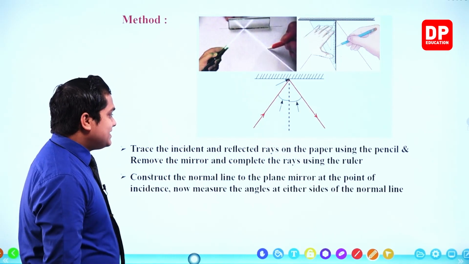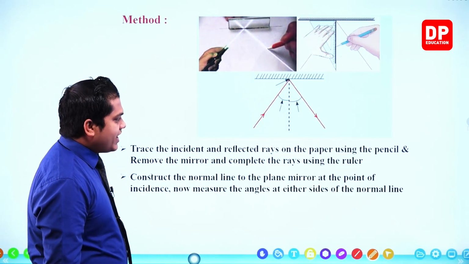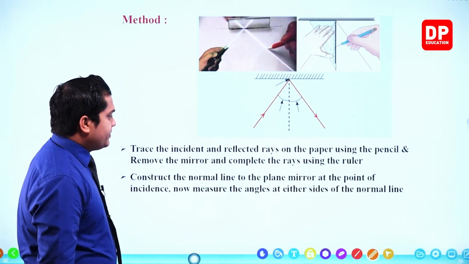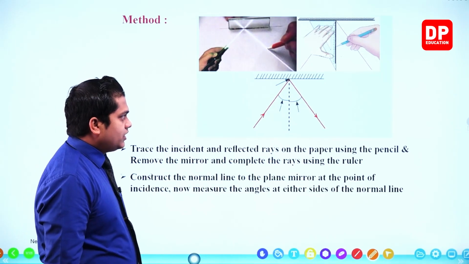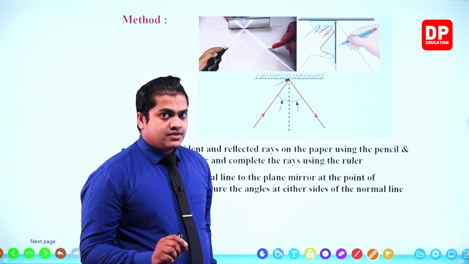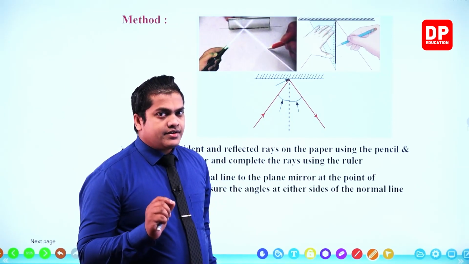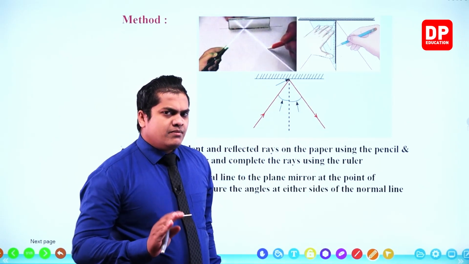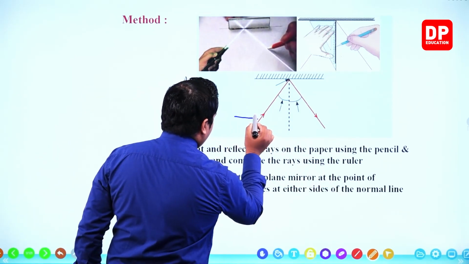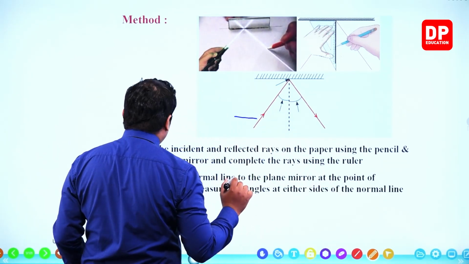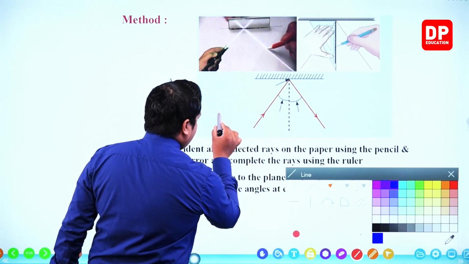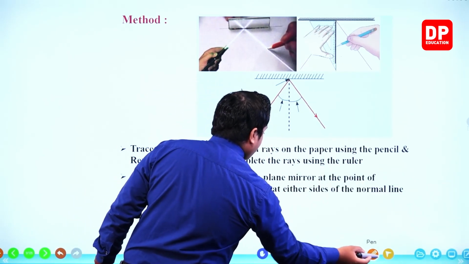Trace the incident and reflected rays on the paper using the pencil, remove the mirror and complete the rays using the ruler. Now you have to trace the incident ray and the reflected ray. What do you mean by the incident ray? This is the one which is referred to as the incident ray, my dear children. Over here within the diagram, you can see the incident ray. Why is it referred to as the incident ray?